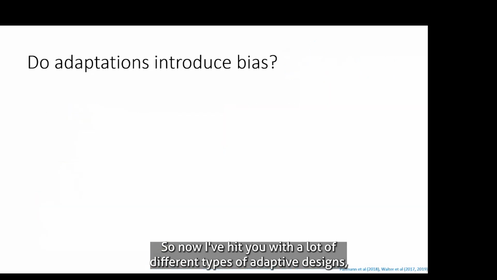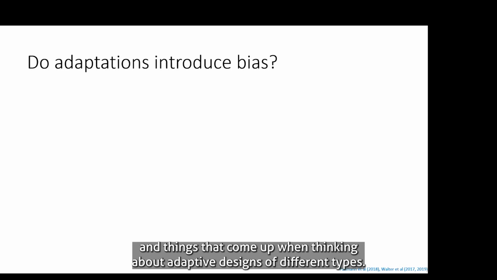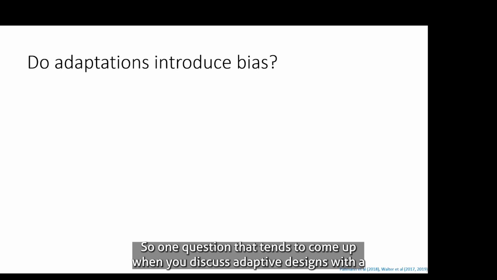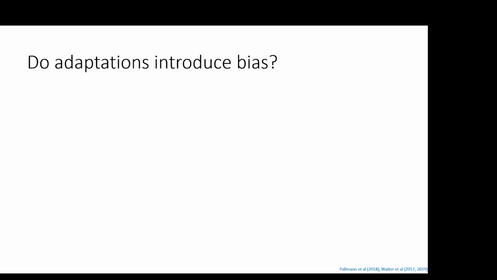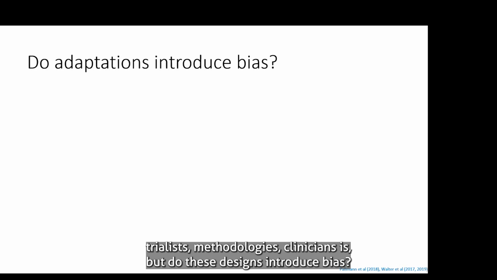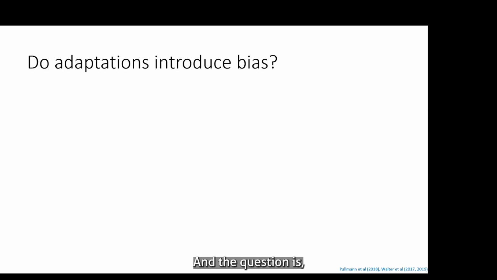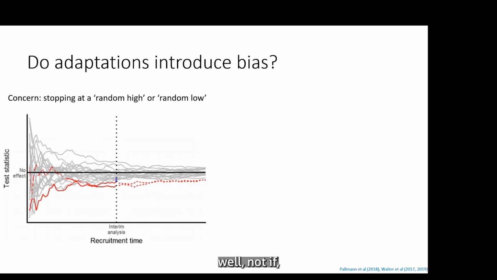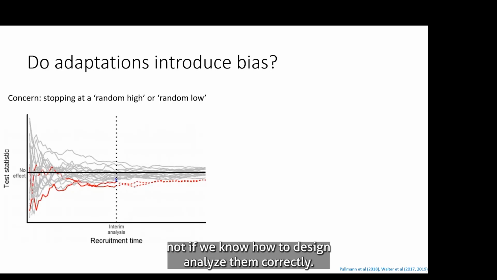So now I've hit you with a lot of different types of adaptive designs, and for the rest of my time, I'll look at some more practical issues that come up when thinking about adaptive designs of different types. One question that tends to come up when you discuss adaptive designs with trialists, methodologists, and clinicians is, but do these designs introduce bias? And the answer is, well, not if you know how to design and analyze them correctly.